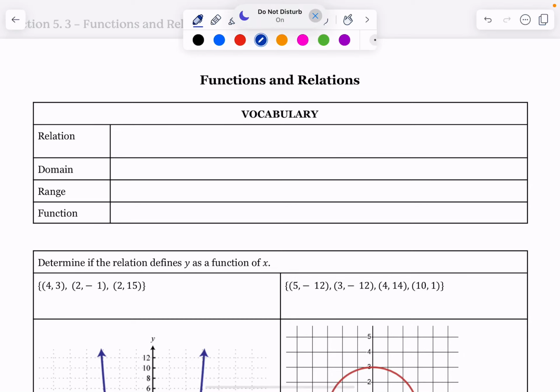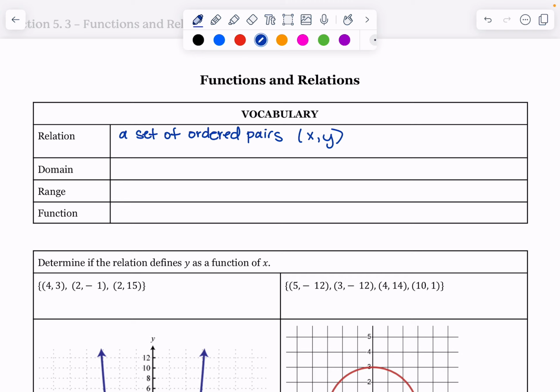All right, this video is over section 5.3, functions and relations. A relation is really a set of ordered pairs. So really just two numbers that have some kind of connection. X, Y typically could be a lot of different things. So basically two things that have some kind of connection.